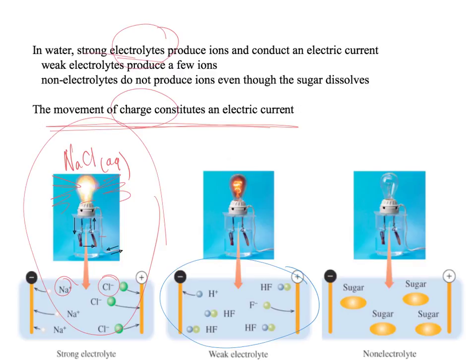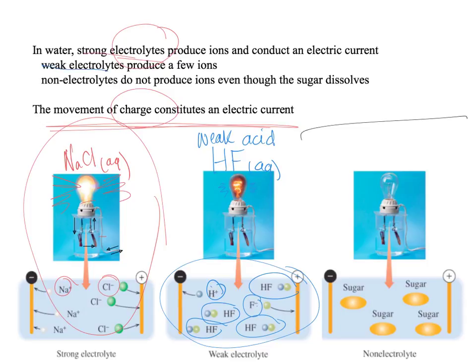The middle one, HF, which is hydrofluoric acid, is actually considered a weak acid, and just like any weak acid, it only partially dissolves or dissociates into ions. I have some protons, hydrogen ions, and I have some fluoride, F-, ions. And then I have a whole bunch of intact, undissociated HF molecules. Because I get a few ions, I will get a dim glow to my bulb. Nothing crazy. I always say it's a weak glow, so it's a weak electrolyte. The light bulb does light up, but it's very weakly lit because there's only a very few number of ions. So that's my weak electrolyte.